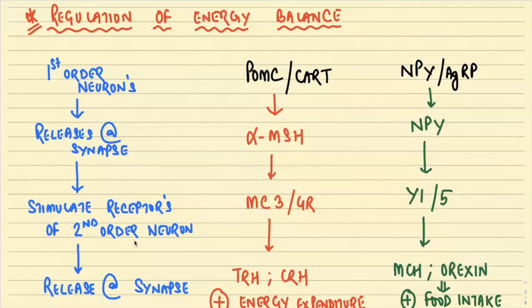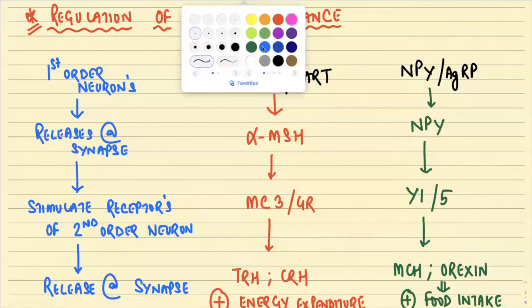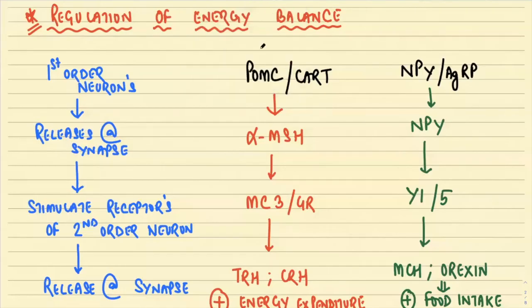Now with this concept in our mind, let us go one step ahead. We will understand in a little more detail how this is taking place. You have to understand that there are two groups of neurons in the hypothalamus. One is the POMC CART system that we can appreciate over here. Another one is the NPY-AGRP group of neurons. And these groups of neurons are basically present in the arcuate nucleus of the hypothalamus.